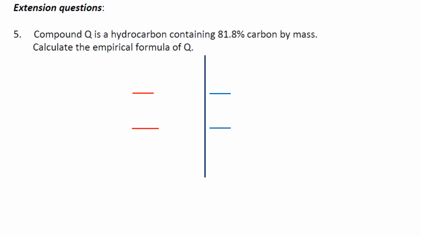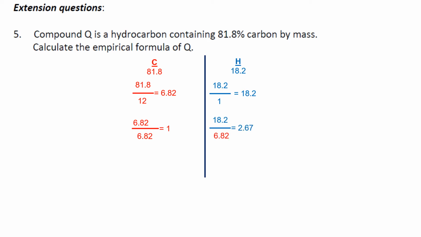Okay, so the hydrocarbon is carbon and hydrogen. 81.8% is carbon, so the remaining percentage must be hydrogen. Divide them both by their relative atomic masses. So carbon gets divided by 12, hydrogen just gets divided by 1, so it stays the same. Divide them both by the smallest number. You get 1, and you get 2.67.